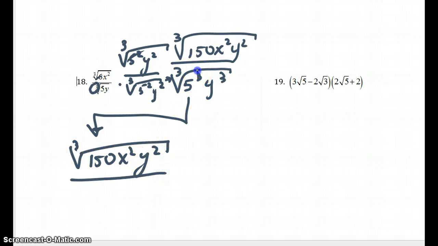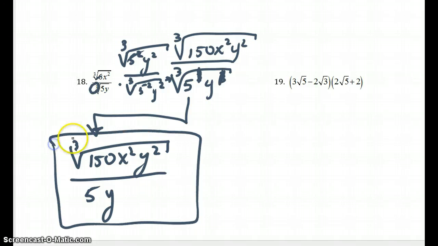The bottom, these two go away, we're left with a 5. These two go away, we're left with a y. And this is our final solution on this problem. On 19, you're going to FOIL, so you're going to distribute each term in the first set of parentheses multiplied by each term in the second set of parentheses. And you can finish this problem on your own.